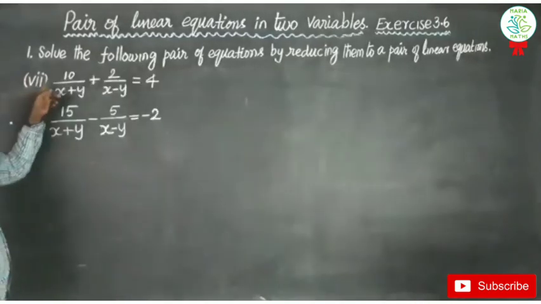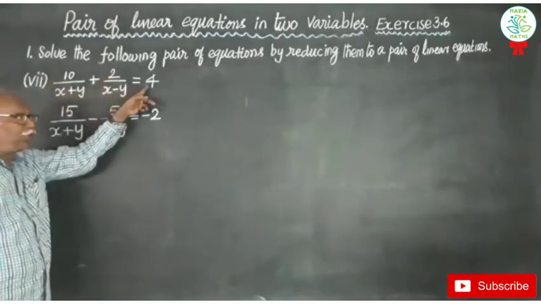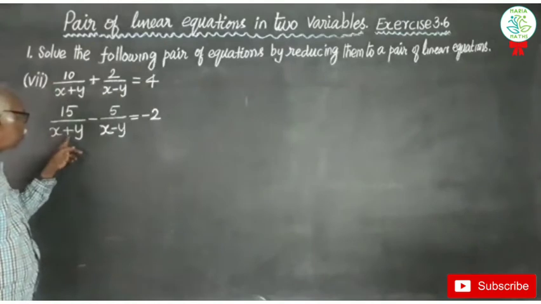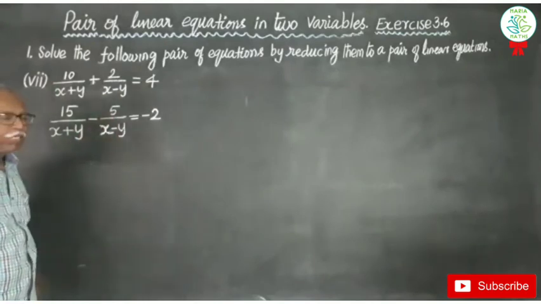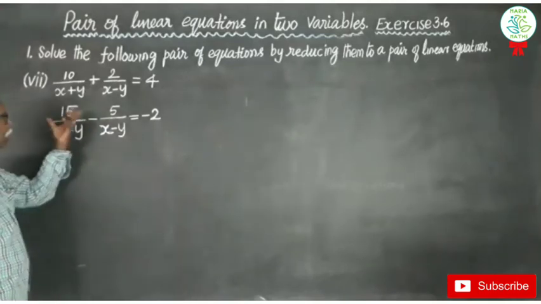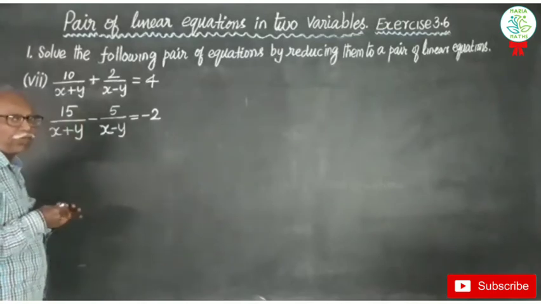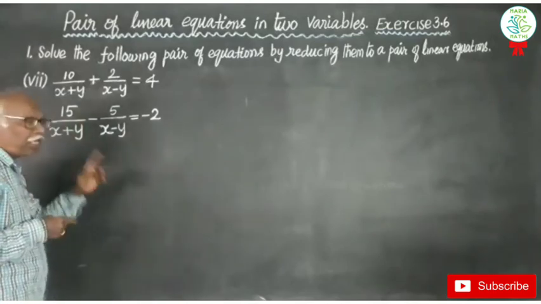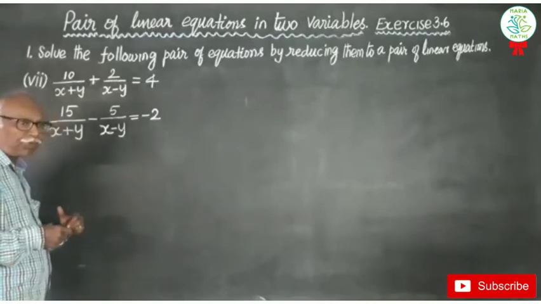Subdivision 7: 10 by x plus y plus 2 by x minus y equal to 4, 15 by x plus y minus 5 by x minus y equal to minus 2. It is one of the important questions. Here it is a pair of equations, not a pair of linear equations in two variables. We have to convert into a pair of linear equations in two variables. For that we need a proper substitution.